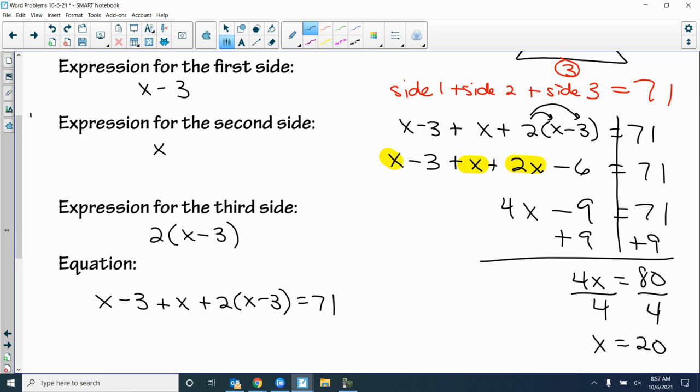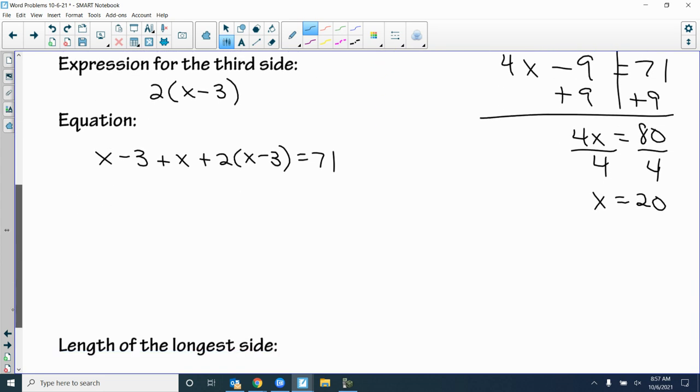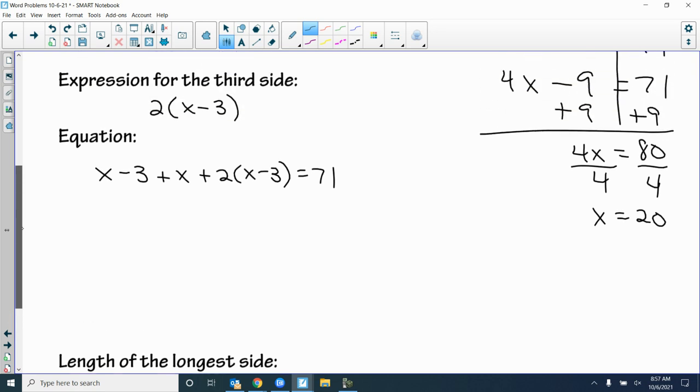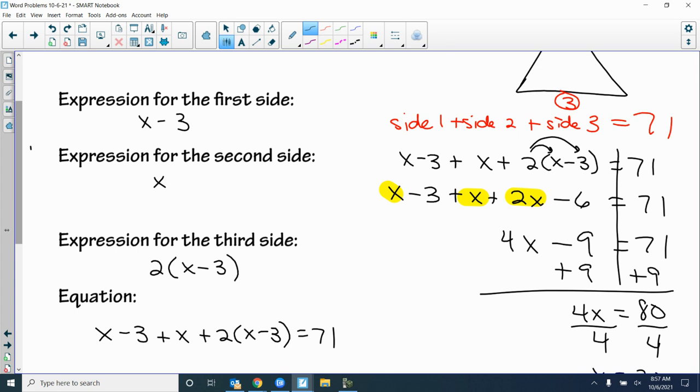All right. I want you to take a second on your own and see if you can answer that question. What's the length of the longest side? See if you can answer that question. How do you think you got an answer? The length of the longest side is 27 meters long.